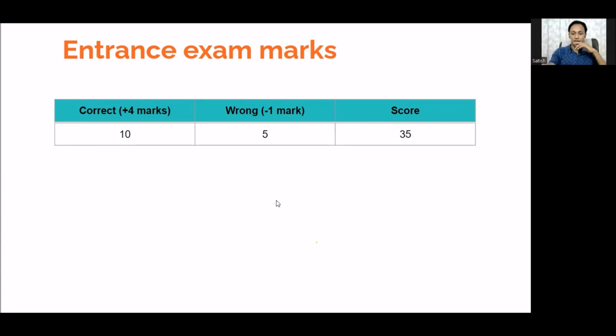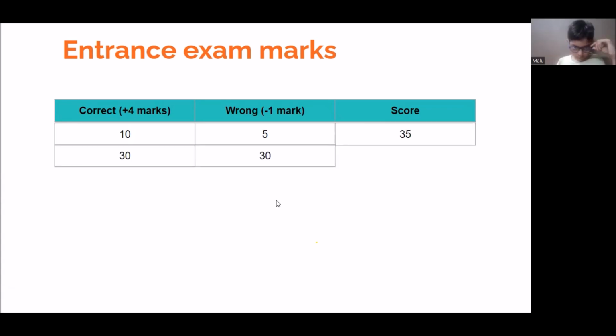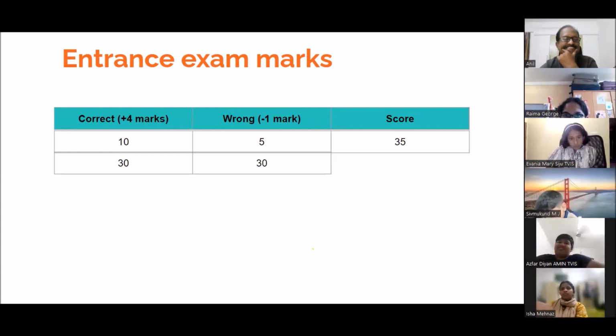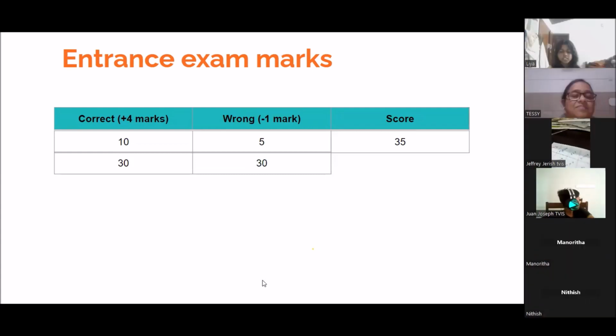So what will be the mark here? 30 correct answers and 30 wrong answers. 0? It should be 0, right? No. Negative something. Who all told 0? Raise your hands. There is nothing wrong. You can make errors. No problem. We make errors so that we learn.